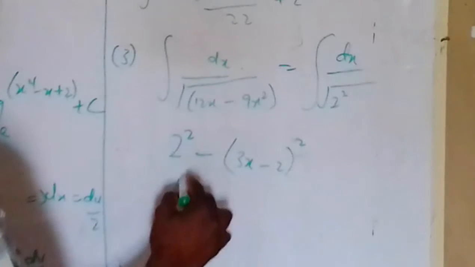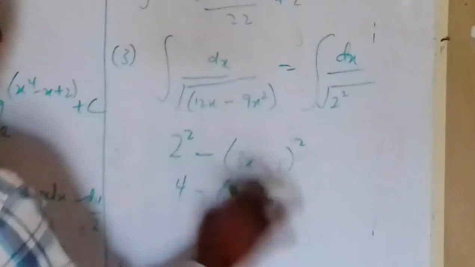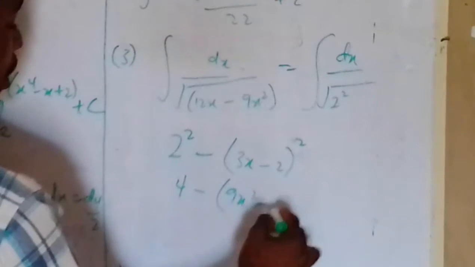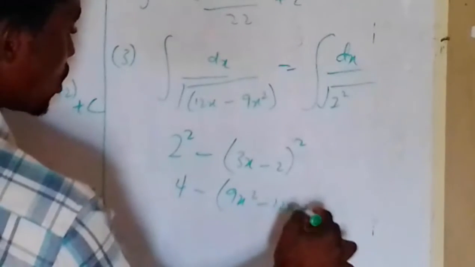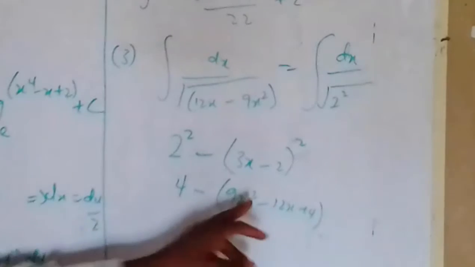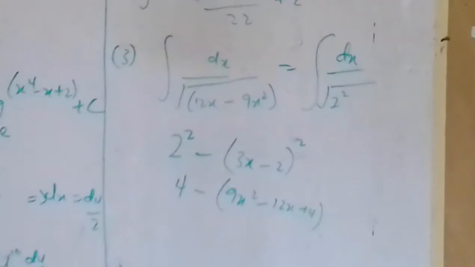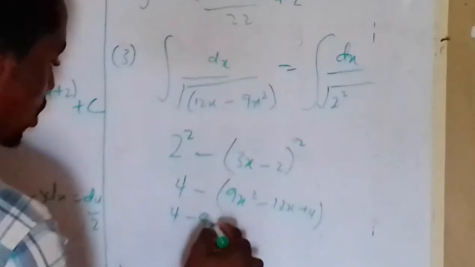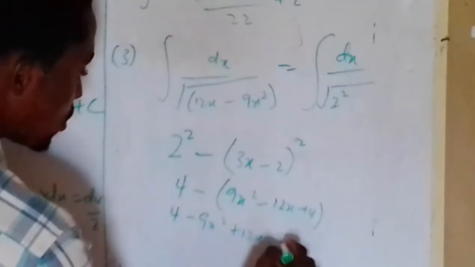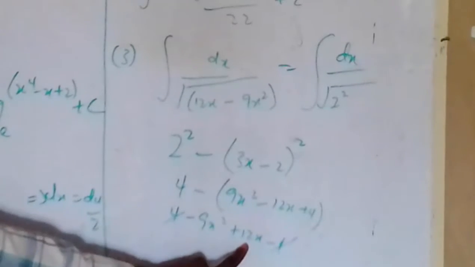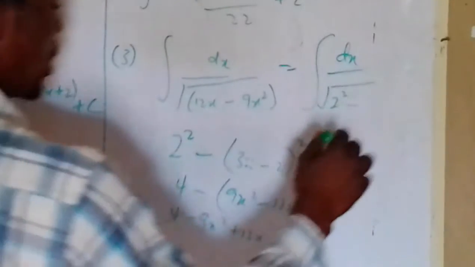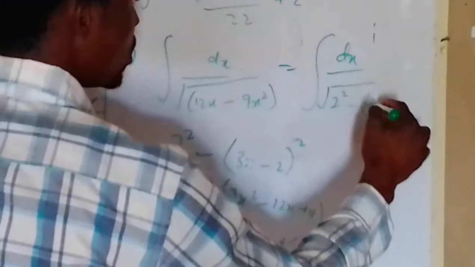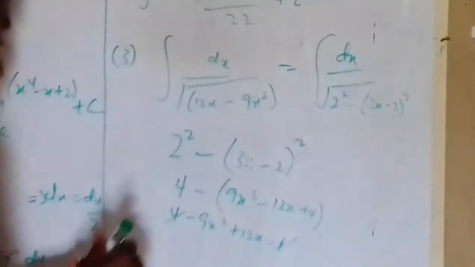To confirm, this is 4 minus. Now, expanding this becomes 9x squared minus 12x plus 4. Expanding that becomes 4 minus 9x squared plus 12x minus 4, where 4 cancels out, and I have 12x minus 9x squared. So this one becomes the integral of square root of 2 squared minus 3x minus 2 all squared dx, where this is the same as that.